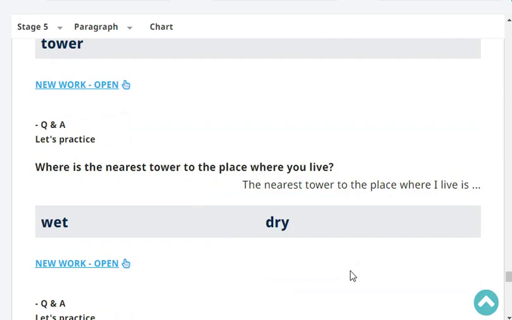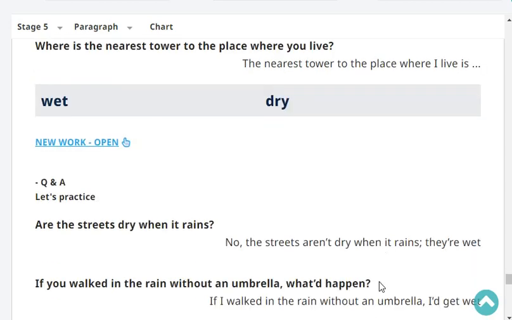Where is the nearest tower to the place where you live? The nearest tower to the place where I live is Tsutenkaku. Very good.